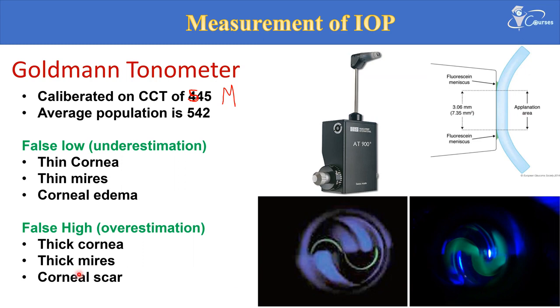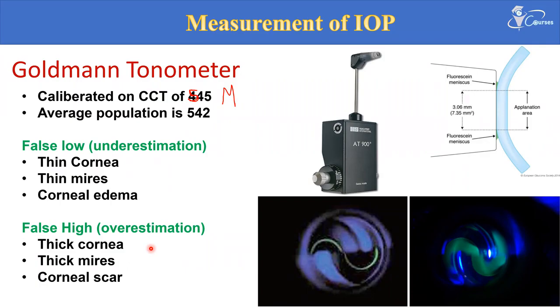If there is a corneal scar, again, you may be surprised why a corneal scar causes false high or overestimation. This is because the corneal scar is a tough tissue. The corneal scar is also causing thinning of the cornea, so you are surprised why.